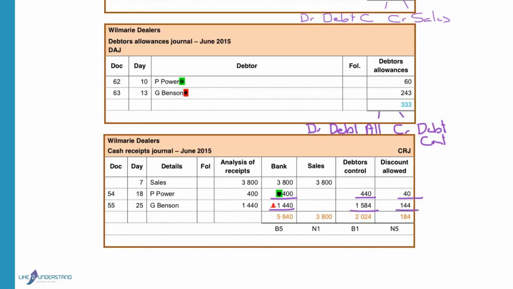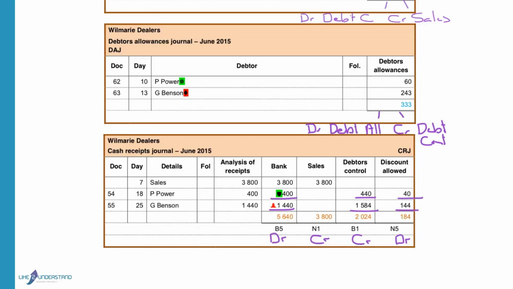When we post this to the ledger, we will debit the bank account to increase the money in the bank. We will credit sales to increase income. We will credit debtors to show that the account decreases because assets decrease on the credit side. And we will debit discount allowed because discount is an expense and expenses increase on the debit side.